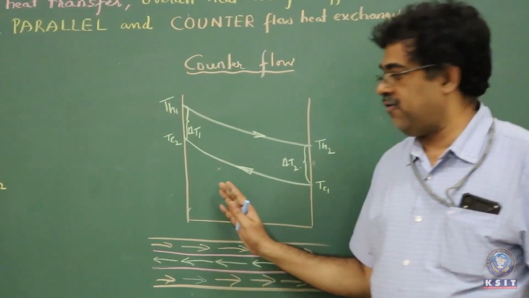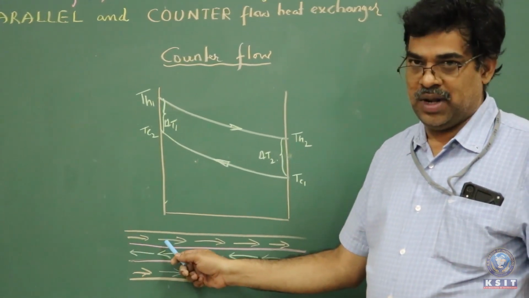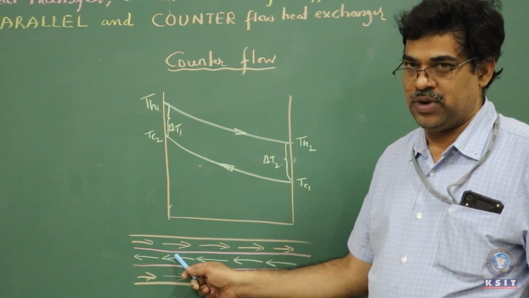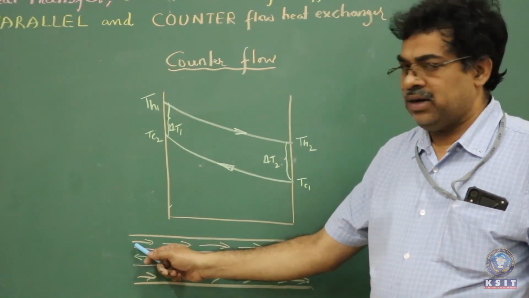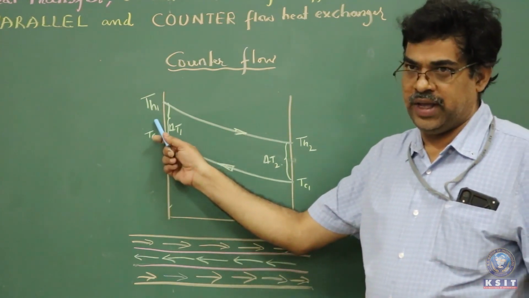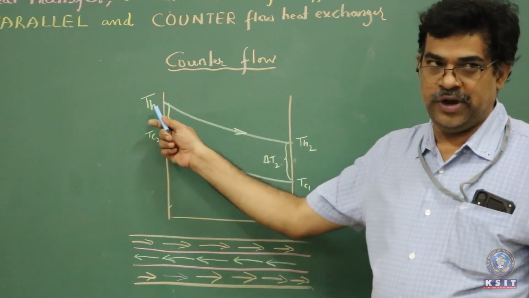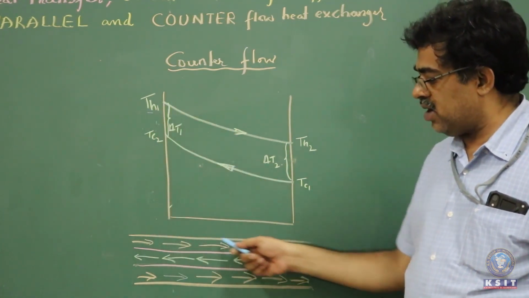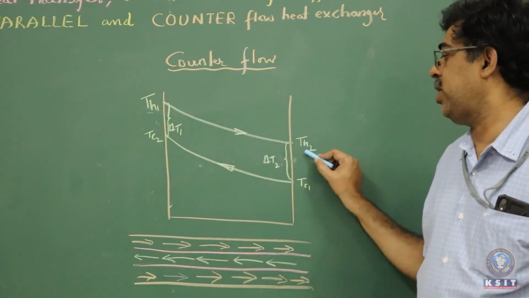For the counter flow heat exchanger, we observe here that it is also a double pipe heat exchanger, or concentric tube type of heat exchanger. One fluid, suppose the hot fluid, is moving from left to right. The hot fluid has temperature TH1, and when it moves along the length of the pipe, its temperature goes on decreasing up to TH2.